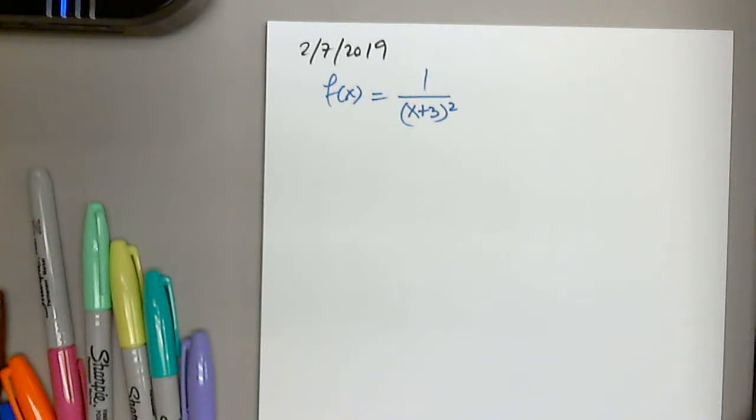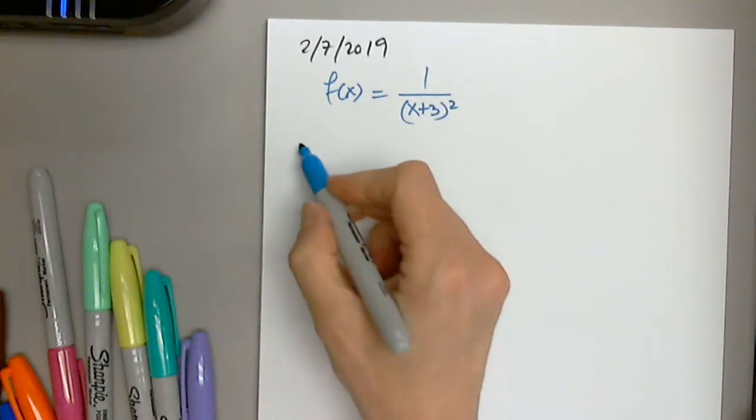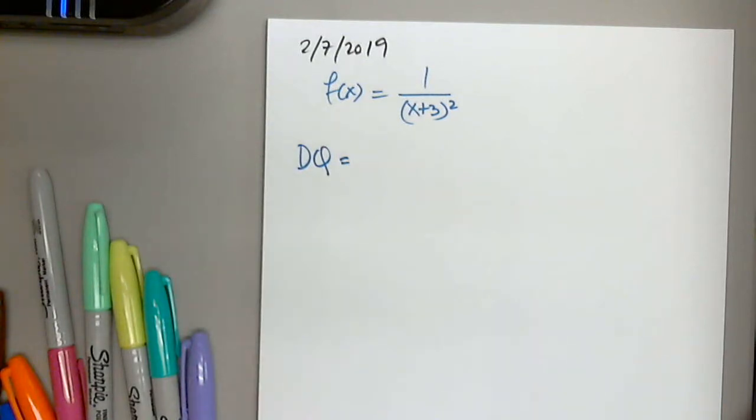1 over x plus 3, everything squared. You may encounter this problem in homework, so let's do this together. We're asked, for this function, to find and fully simplify the difference quotient. Now the difference quotient, we have to remember it moving forward.